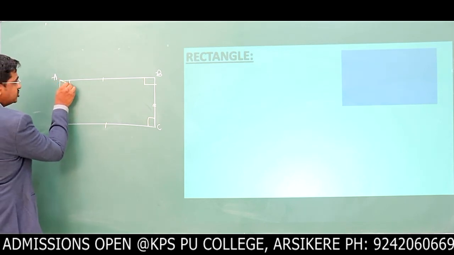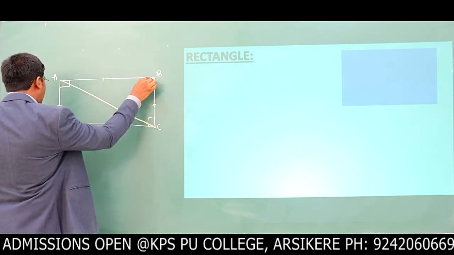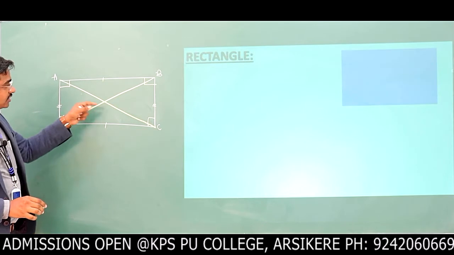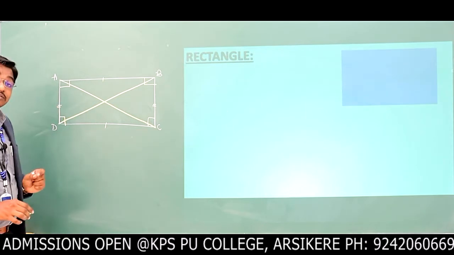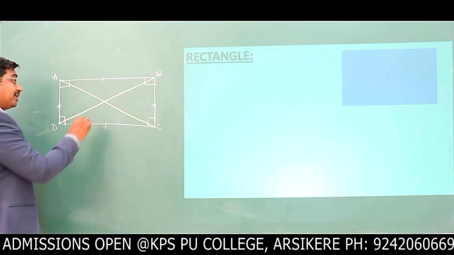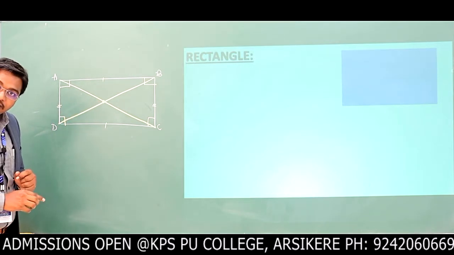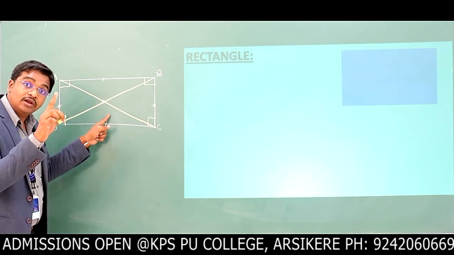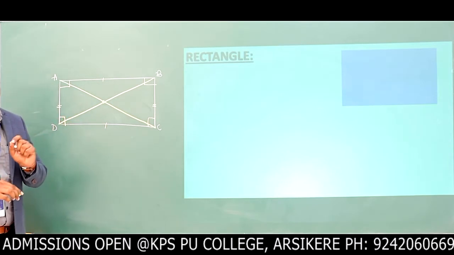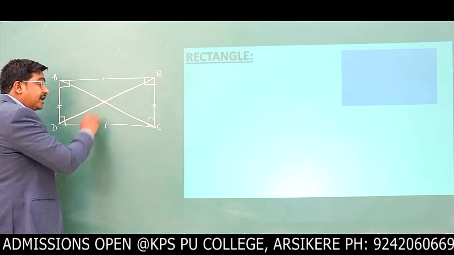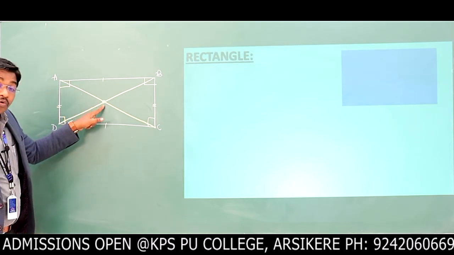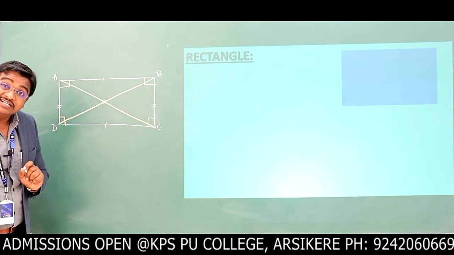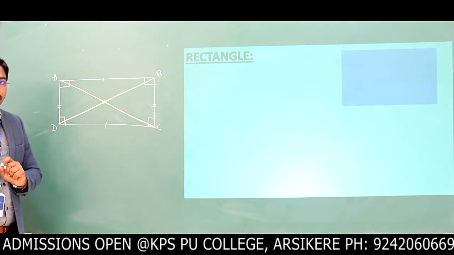If I draw the diagonals, if I join the points A and C, and similarly B and D, these two become diagonals. The lengths of the diagonals are equal, and they intersect. Remember, these two are equal, but in a parallelogram they are unequal. The diagonals are equal and they bisect each other. This becomes the midpoint which is common to both diagonal BD and diagonal AC.